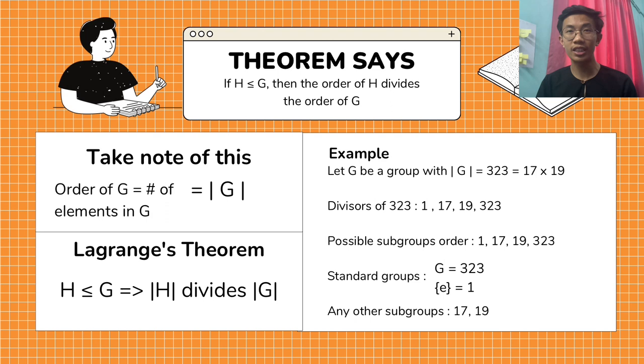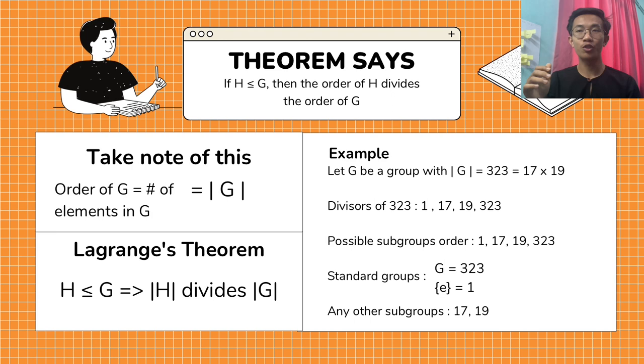This is a powerful result. It says that a subgroup cannot be any old subset. There are strong restrictions on the possible subgroups of G. Before proving this theorem, let's see just how useful this is. Imagine you have a group G with 323 elements. You can factor this as 17 times 19. This means the only positive integers dividing 323 are 1, 17, 19 and 323. So any subgroup of G must have order 1, 17, 19 or 323.